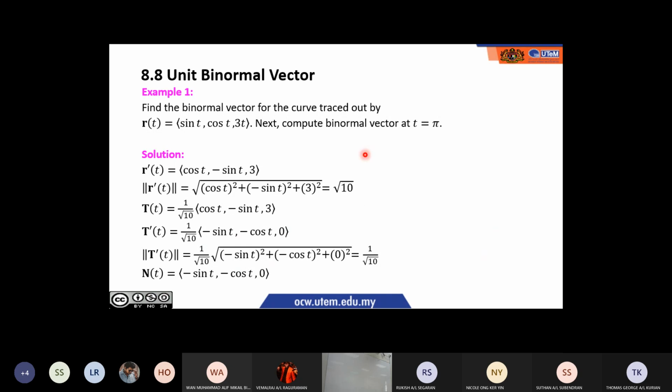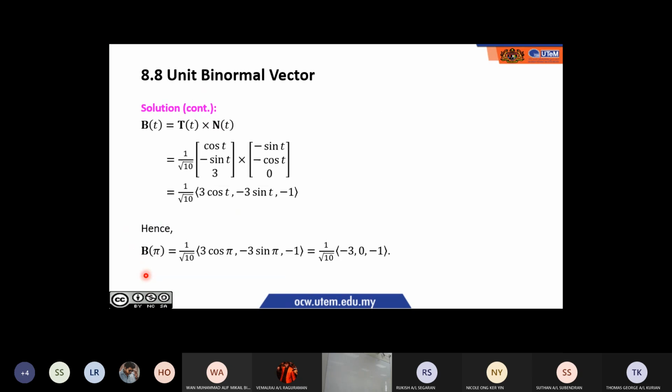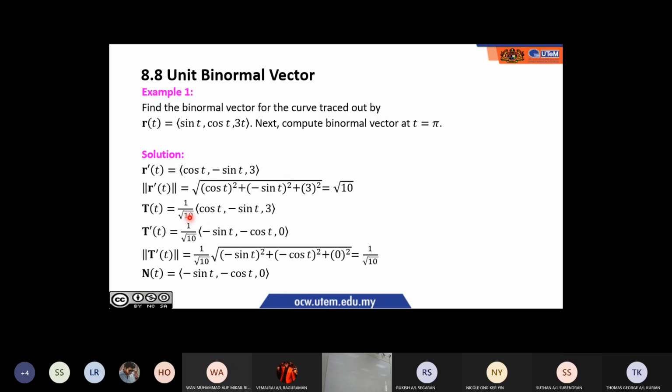Okay, now we look at the formula, the example. Example for the unit binomial vector. Given r, compute the binomial vector at t equals 5. This one uses the first formula, T cross N. So find T, find N, then T cross N.